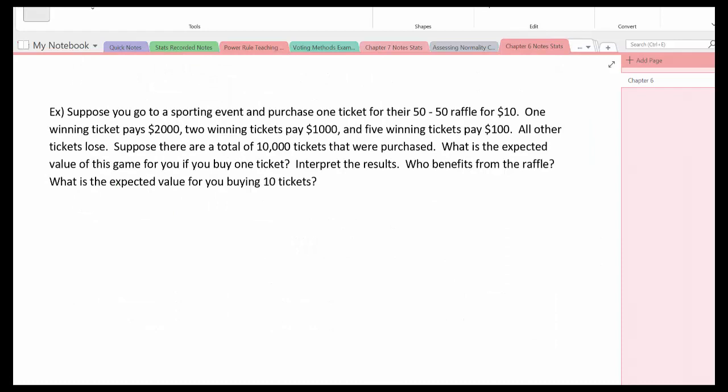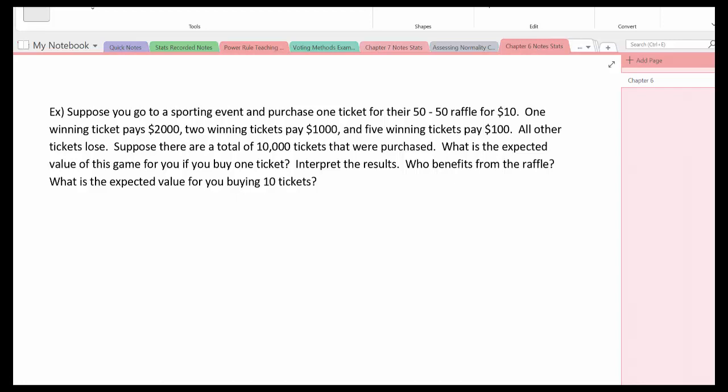Okay, let's take a look at the next example. So suppose you go to a sporting event and purchase 1 ticket for their 50-50 raffle for $10. 1 winning ticket pays $2,000, 2 winning tickets pay $1,000, and 5 winning tickets pay $100. All other tickets lose. Suppose there are a total of 10,000 tickets that were purchased. What is the expected value of this game for you if you buy 1 ticket? Interpret the result, who benefits, and what is the expected value for you buying 10 tickets?